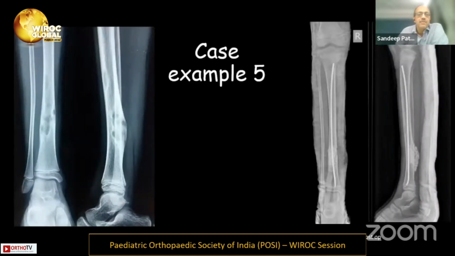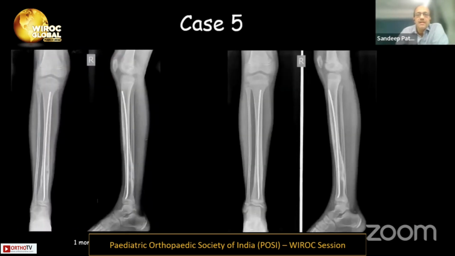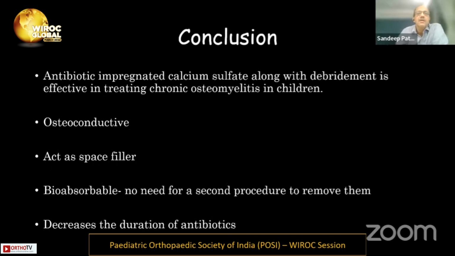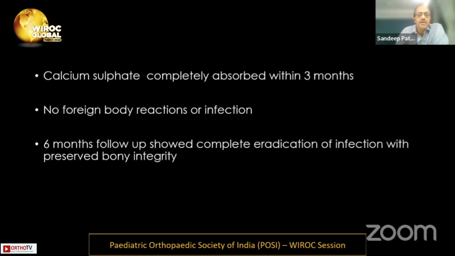Another example of posterior tibial osteomyelitis, again a nail with Stimulan, and that is how it is remodeled. So this is the beautiful restoration of anatomy that Stimulan can give you. An antibiotic impregnated calcium sulfate is very effective. It's also conductive, it's a good space filler, and it's absorbable in 3 to 6 months. Usually foreign body reactions don't happen, but I've had a couple of times a serious discharge when the granules were in soft tissue, but that stops with a couple of dressings.